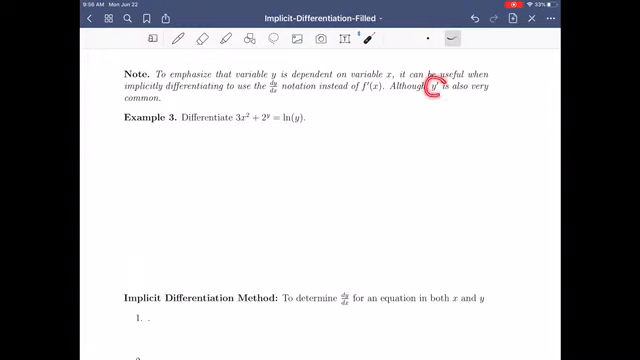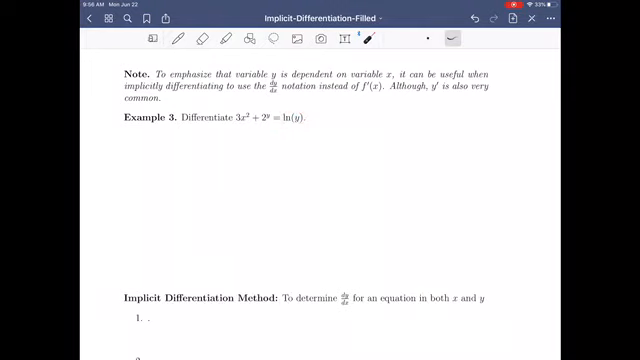But we also use y prime sometimes. So I'll start by using dy dx, but I might switch to using y prime pretty quickly. So let's do another example. I want to differentiate this equation: 3x squared plus 2^y equals ln y.